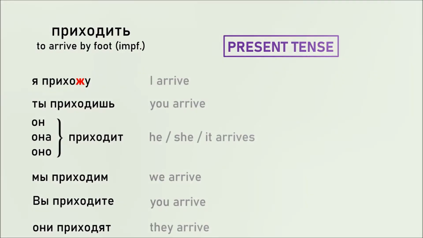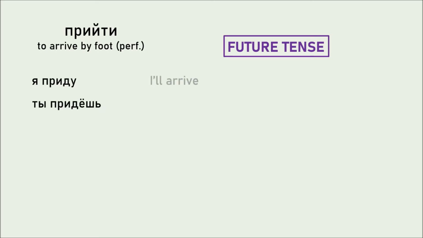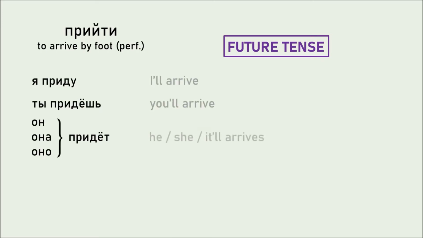The perfective of arriving by foot is прийти. Now to avoid a double letter Е, we just have one letter Е, giving us я приду, ты придешь, он придет, мы придем, вы придете, они придут.